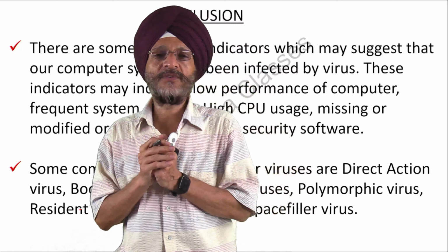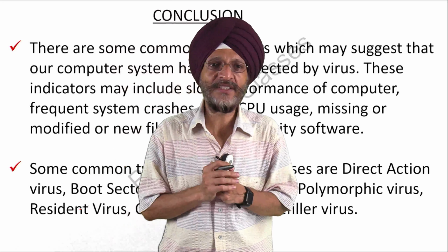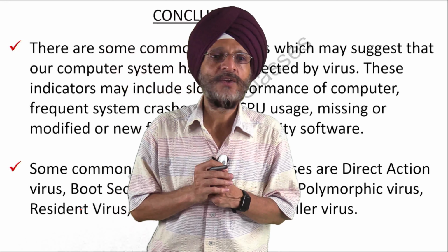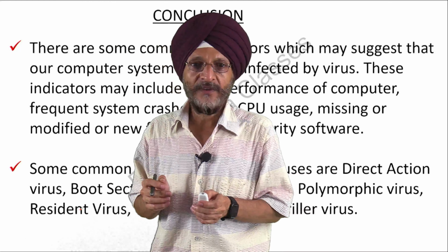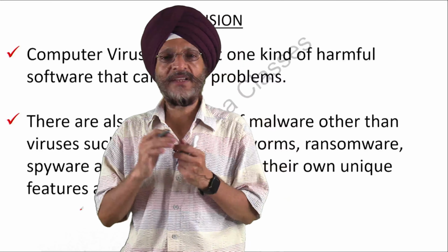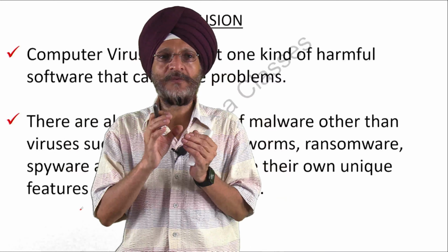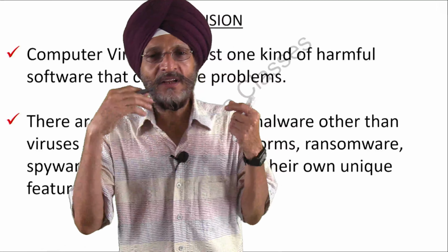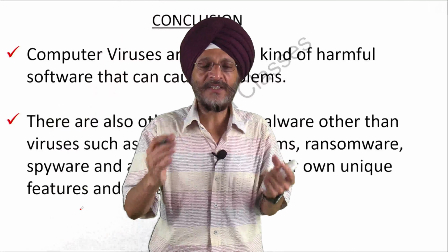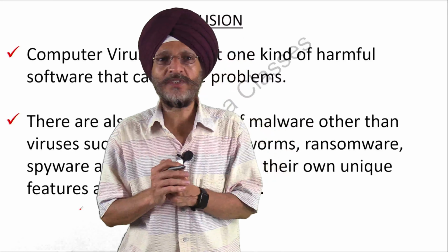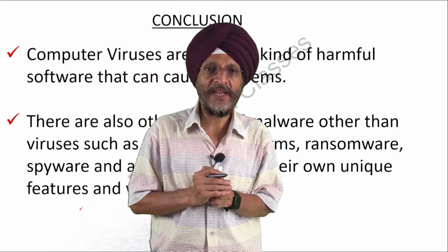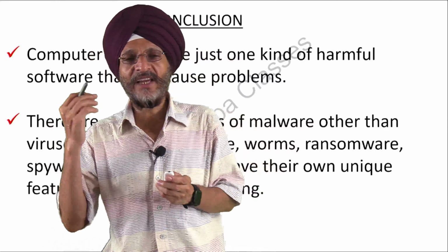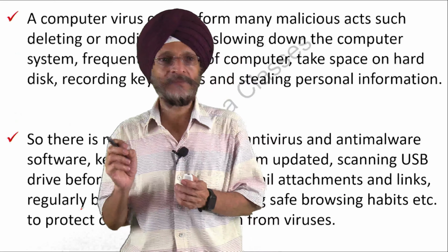There are some common types of computer viruses such as direct action virus, boot sector virus, macro virus, polymorphic virus, resident virus, override virus, space filler virus. Computer viruses are just one kind of harmful malicious software that can cause problems. There are other kinds of malicious software other than computer viruses, such as Trojan horses, worms, ransomware, spyware, adware, that have their own unique features and their own ways of operating.